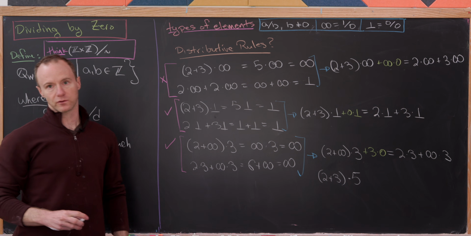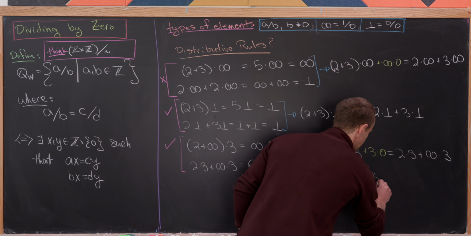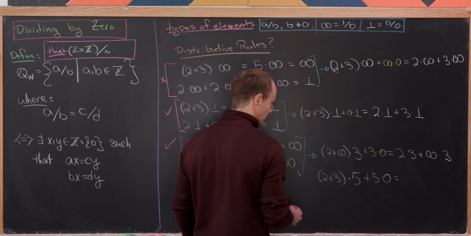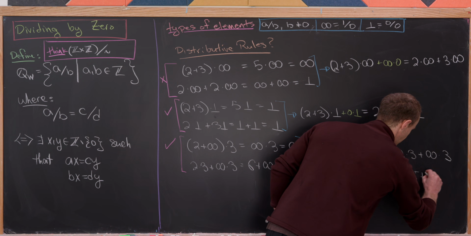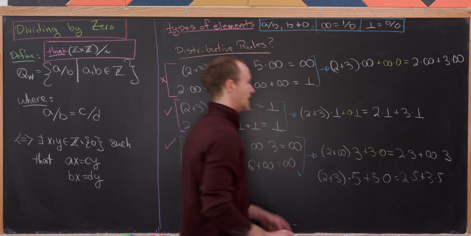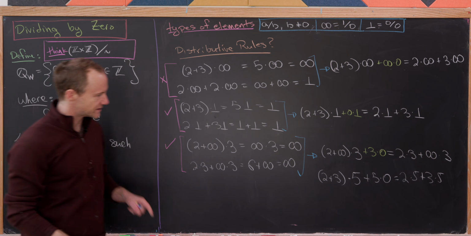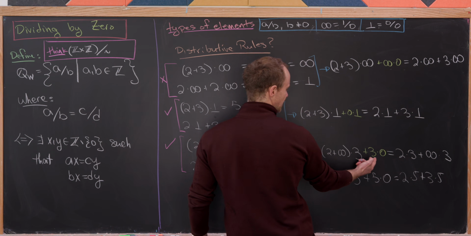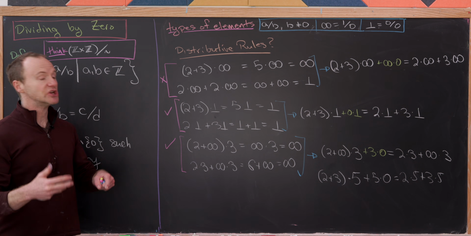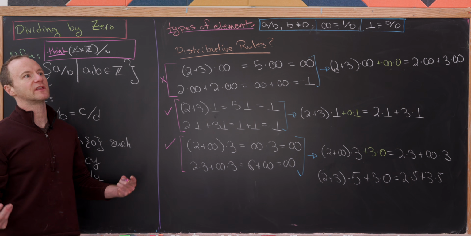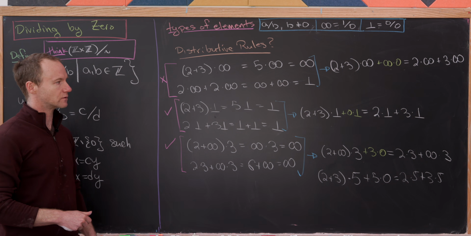normal distributive rule type problems. 2 plus 3 times 5 plus 5 times 0 is definitely equal to 2 times 5 plus 3 times 5. So I possibly should have highlighted the importance of this thing that we're adding in to be something multiplied by 0, so that when we're working with finite numbers, it collapses to the normal distributive rule.